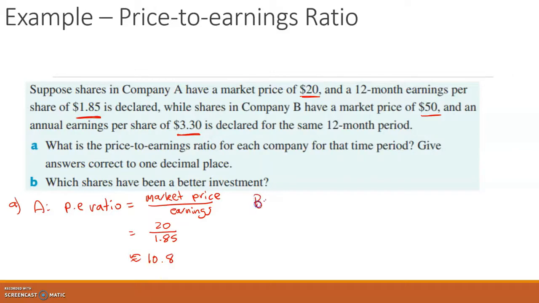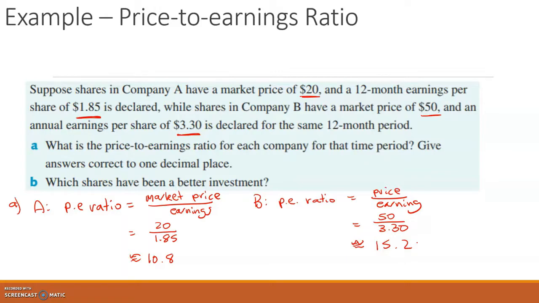Now Company B has a PE ratio that's calculated in the same way. PE ratio is the price over the earnings. That's why it's called PE ratio, price to earnings. So price, in this case, for Company B, is $50 for a share, and the earnings are $3.30 per share. So now we have to calculate 50 divided by 3.3. And the answer here, rounded to one decimal place, is 15.2.